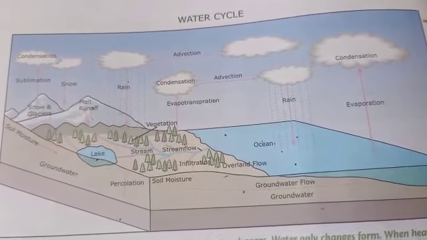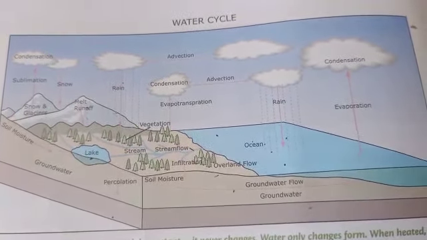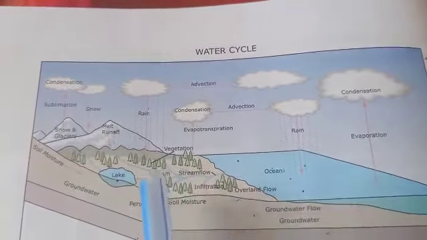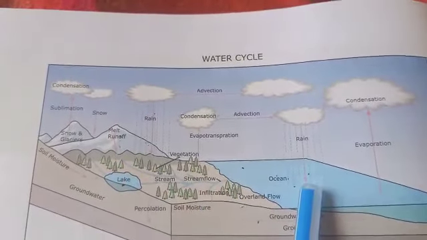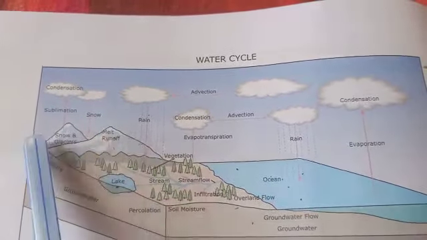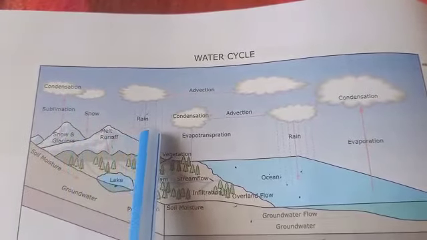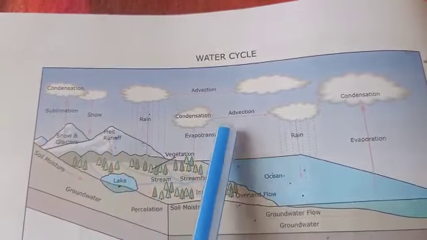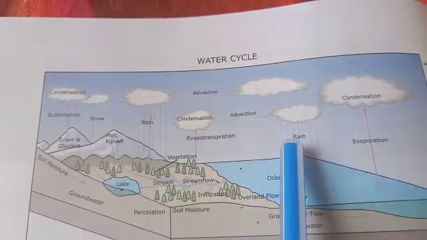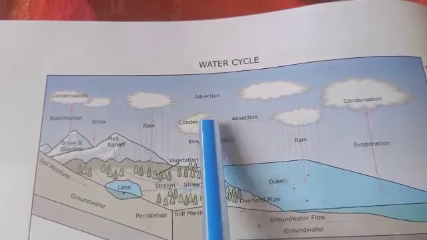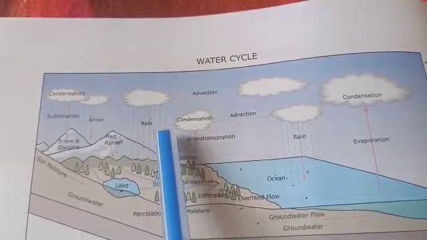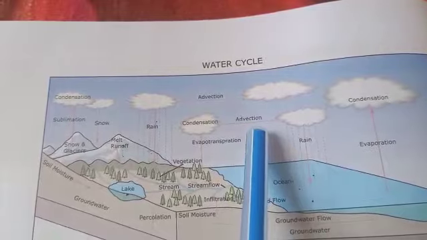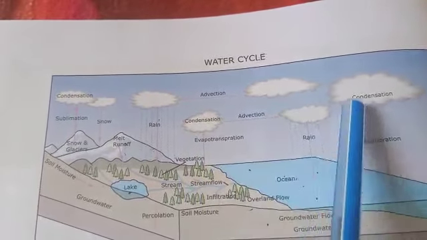Children, see this diagram. In this diagram, we can see water in all three forms. We can see water in its liquid form in oceans, lakes, springs, etc. Water is there in the solid form over the mountains and peaks. It is in the glacier form. Then water is there in the gaseous form. That is not visible to us, but still it is water vapor. Water vapor is the gaseous form of water.